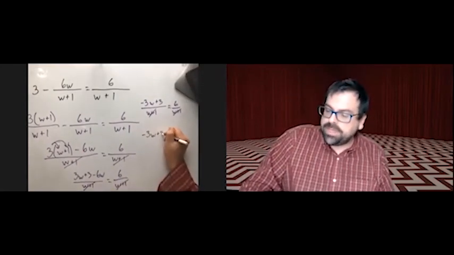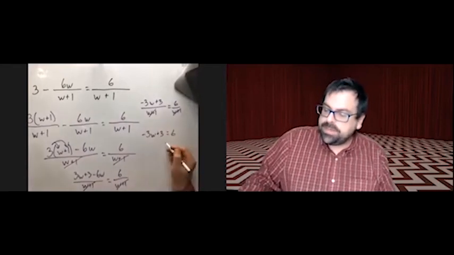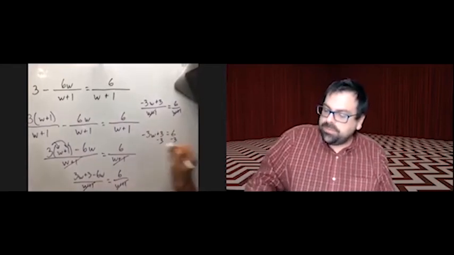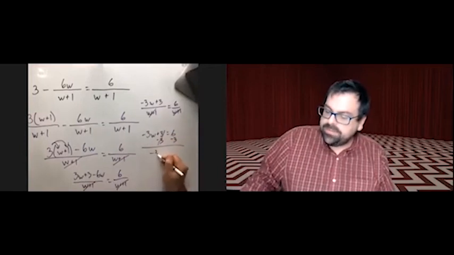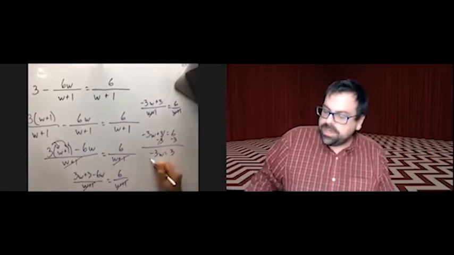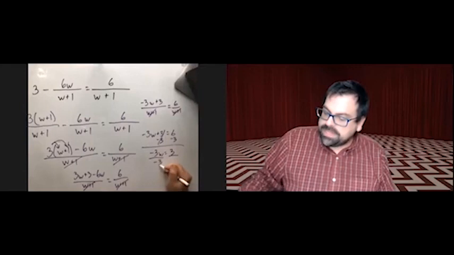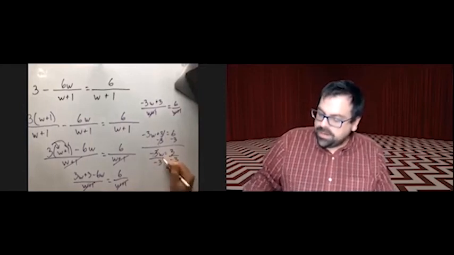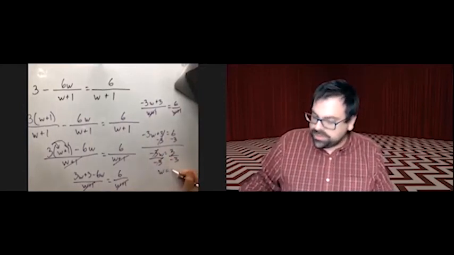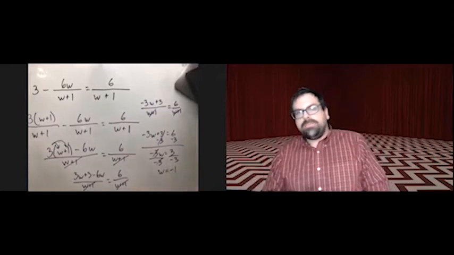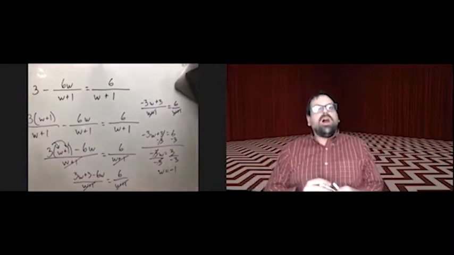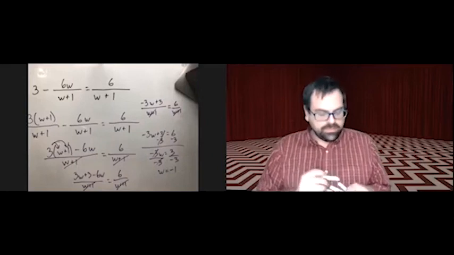Negative 3w plus 3 equals 6. Subtract 3 from both sides. Negative 3w equals 3. Divide both sides by negative 3. W equals negative 1. But guess what? We'd be wrong if we said w equals negative 1.